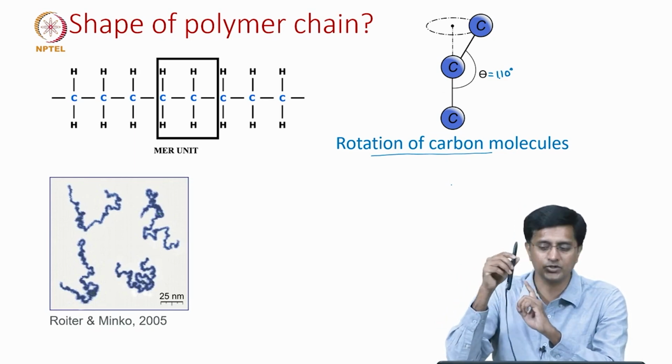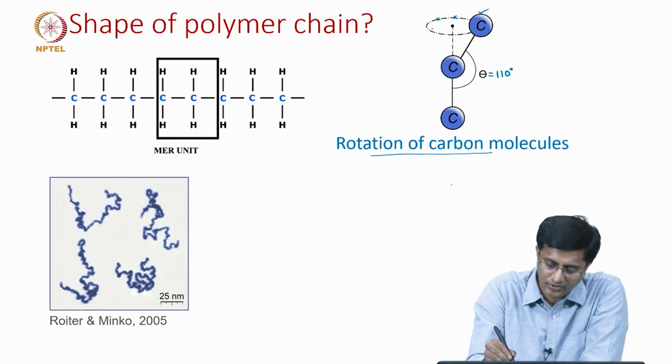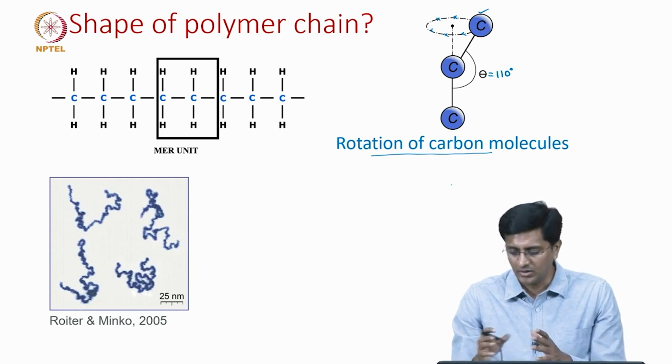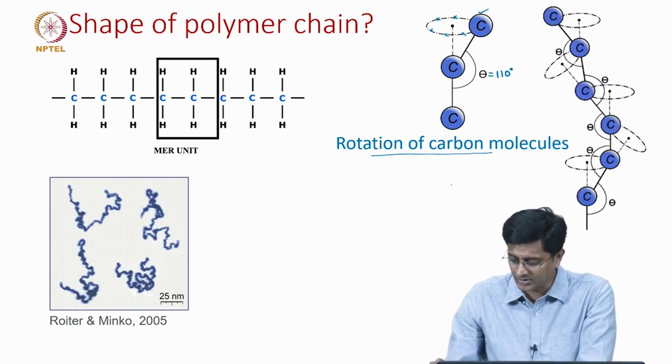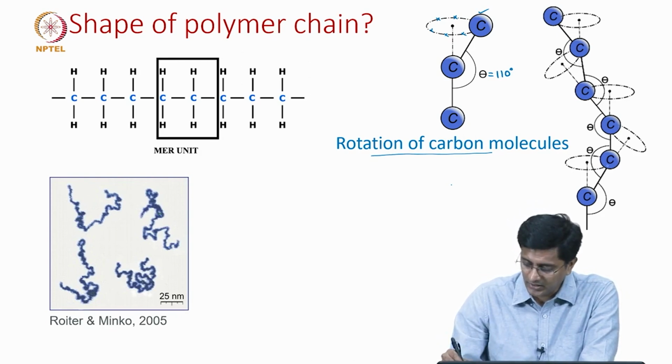So, there are several possibilities. This carbon atom can also be any place on this cone. We have seen here only two carbon bonds, but if there are multiple carbon bonds, then there are several possibilities this chain can take, because this particular carbon atom can be anywhere on this cone.